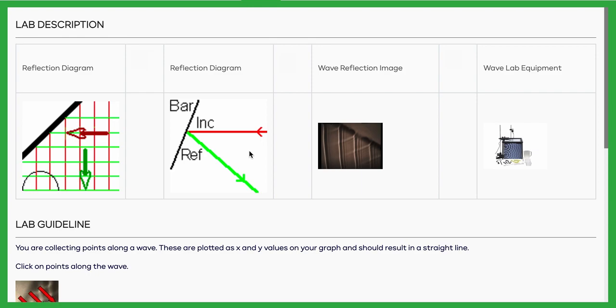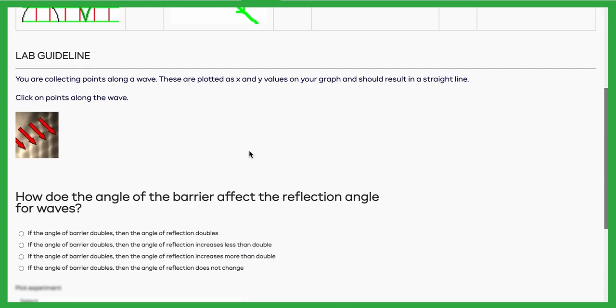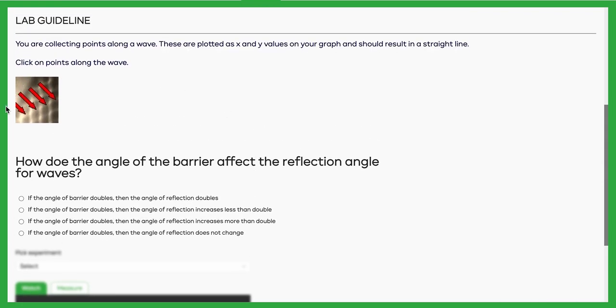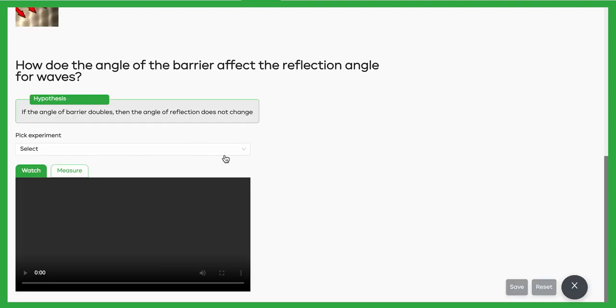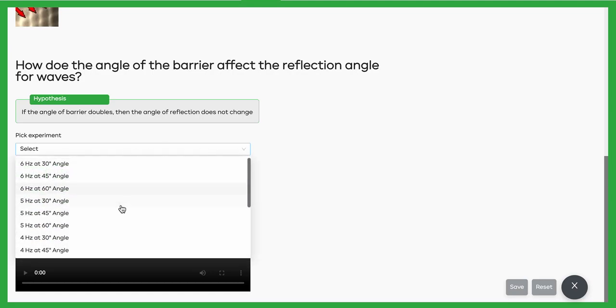Now the first thing you're going to do, after you review the guideline on how to measure, which shows you to click on points along that reflected wave, is to pick or write a hypothesis you'd like to test. If you pick a hypothesis, here's the list. If you're writing a hypothesis in more advanced classes, you'll see how to do that. Go ahead and click on one, and then pick a video you'd like to test.